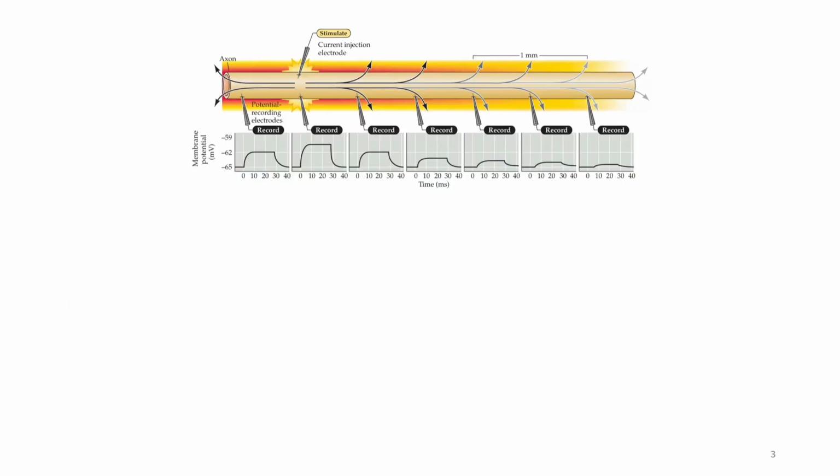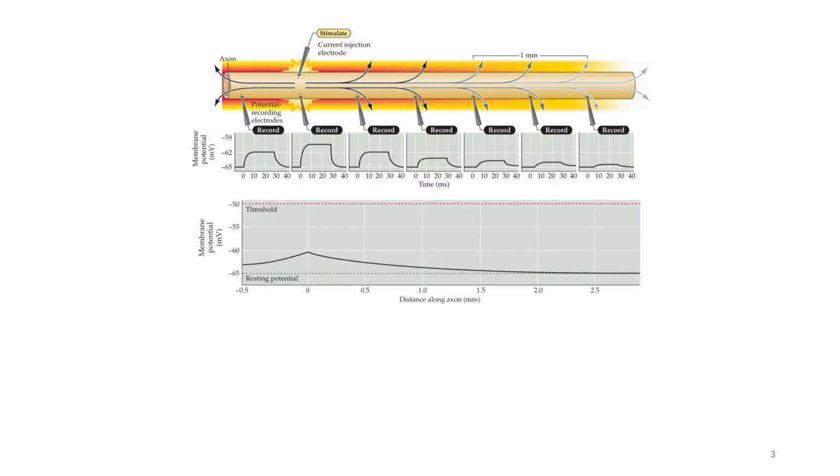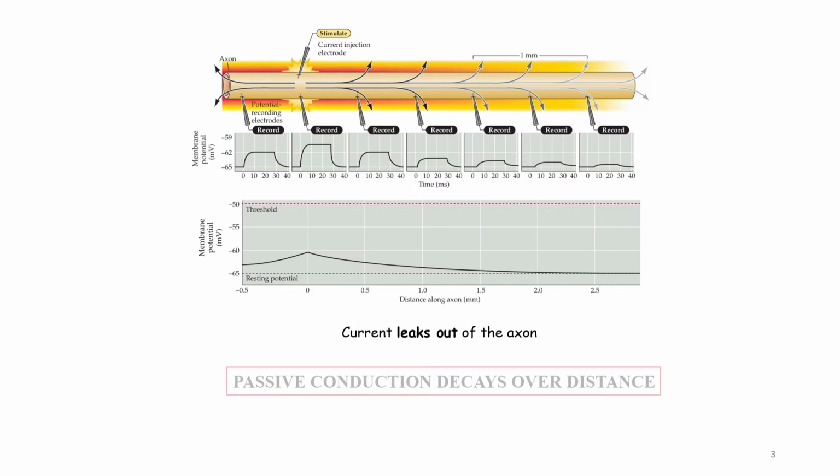Now let me briefly explain what happens during the passive electric response. As you can see here, the membrane potential of the neuron decreases as the distance increases from the site of current injection. If you observe minutely, you will find that this decrease of the membrane potential occurs within a range of less than 1 millimeter. Now, what is the reason behind this decrease? The reason is that the current leaks out from the axon. And the conclusion is that passive conduction decays over distance.